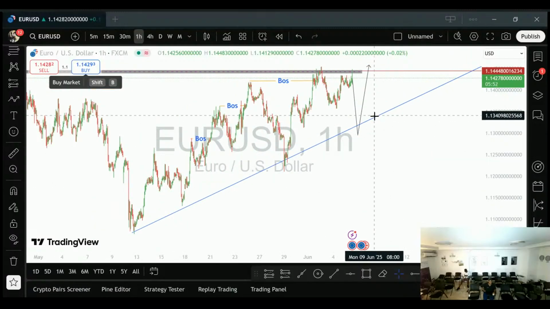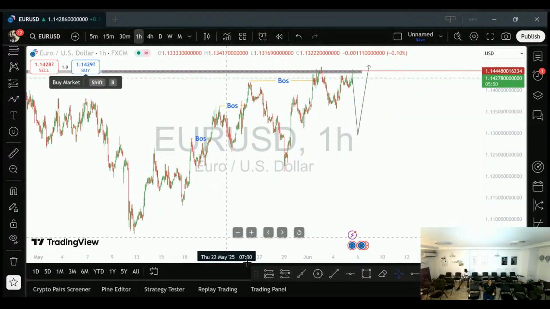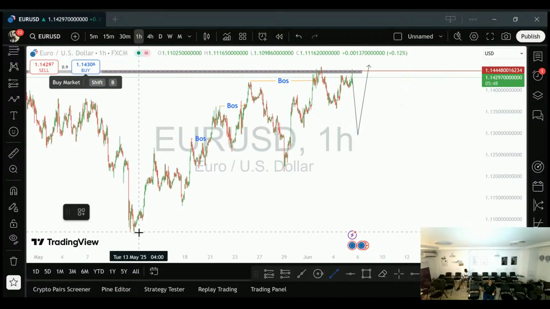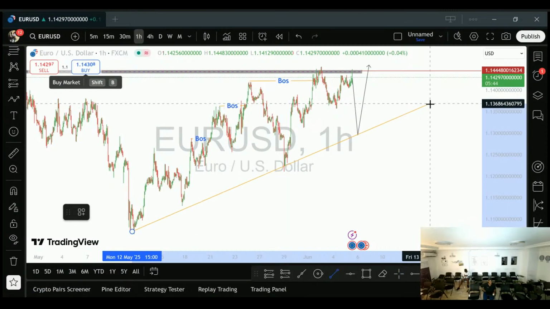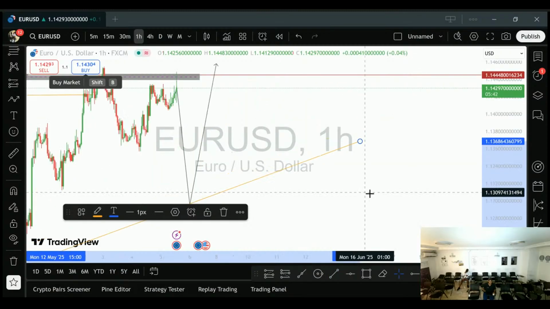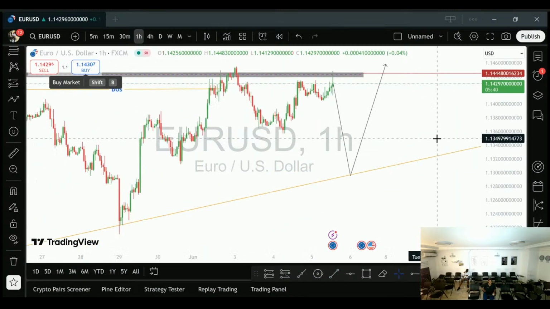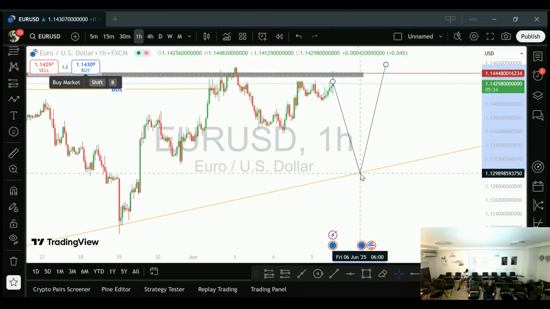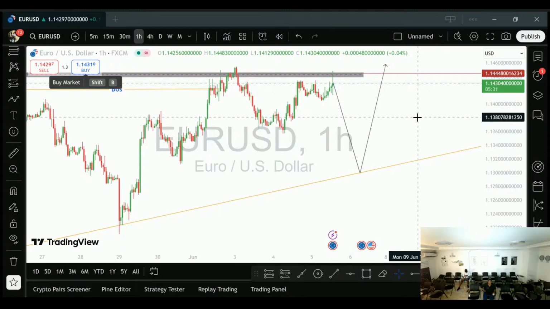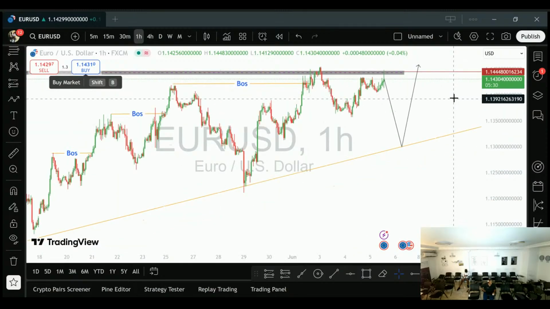Let me redraw this trend line on 1 hour. So this is what I'm thinking the market is going to do. The market is going to either come down to this trend line and buy. This is my expectation for EURUSD because the market has been in an uptrend.